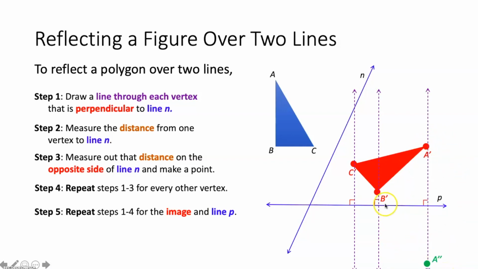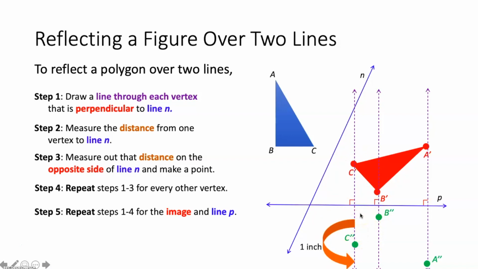Then we do the same thing for B prime. I measure the distance from B prime to line P with a ruler, and I get 0.2 of an inch. We then measure that same distance on the opposite side of line P on that same perpendicular line, and we put B double prime, the image of B prime after it's been reflected over line P or in line P. Lastly, I'm going to measure the distance from C prime to our line P, and I get 1 inch. I then measure that same distance on the opposite side of line P on that same perpendicular line, and I put C double prime, the image of point C after it's been reflected over line P.